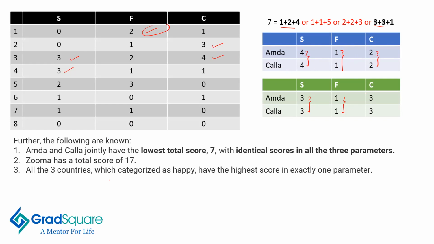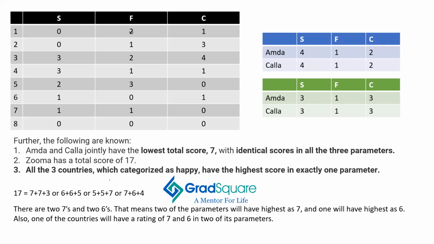Now let's go ahead and look at the other constraints which are given. So it says Zuma has a total of 17. Now, how can I make a total of 17? Either I can have a 7, 7 and a 3, because let's remember that 8 is not there, and 7 plus 7 is 14. If you take 6 there, it will go to 20. If you take 5 there, it will go to 19. 4, it will go to 18. So 3 is the next possibility. Similarly, if you look at 665 is possible, 557 is possible, 764 are possible.